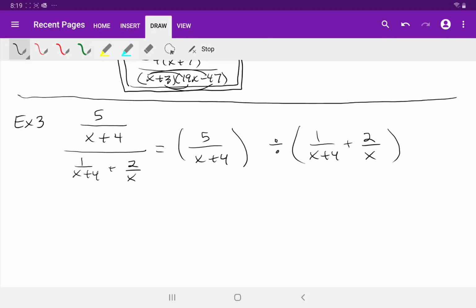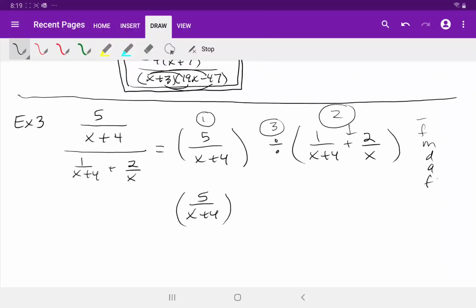Oh, look at the first fraction. What's exciting about the first fraction? There's nothing to do. It's already done. Okay, cool. Second step. So third step is the division. Second step, okay, that is an addition sign. So I need to do negative FM DAF, KFC. Okay, that's for the top. This is for the bottom.